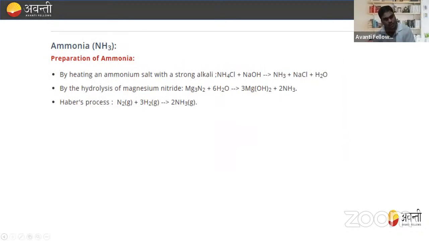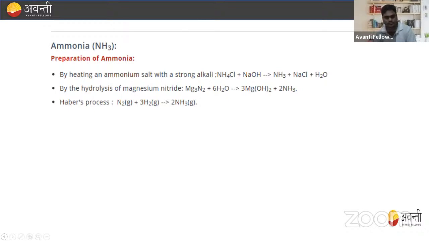Now, preparation of ammonia, that is, how will you prepare ammonia, because ammonia is an important compound of group 15 elements, a very important compound. So first of all, by heat, how will you prepare ammonia, beta? By heating an ammonium salt with a strong alkali. Ammonium chloride treated with NaOH will form ammonia gas. So this is the first way by which you will prepare ammonia. When they are heated with NaOH, it will form NH3, right?